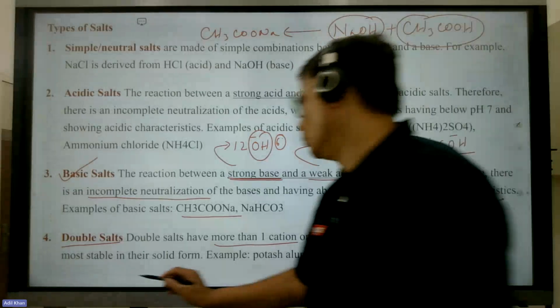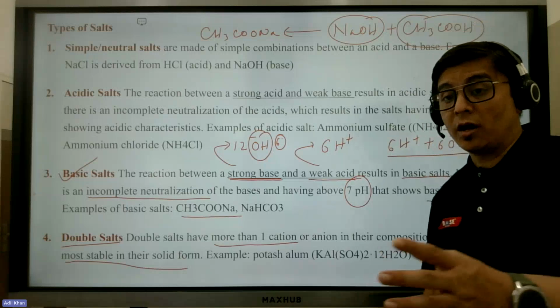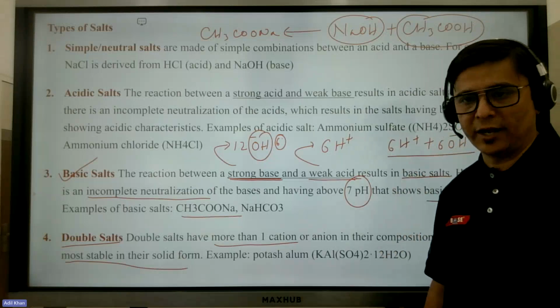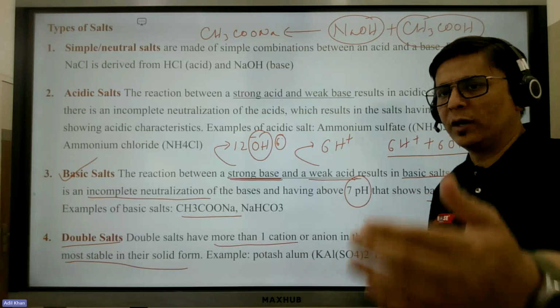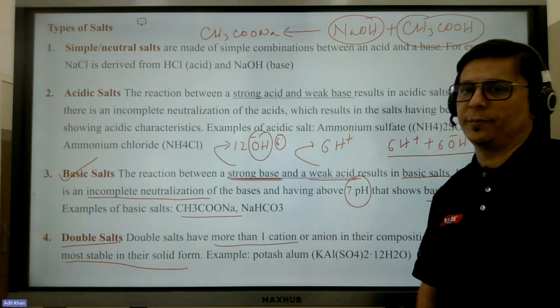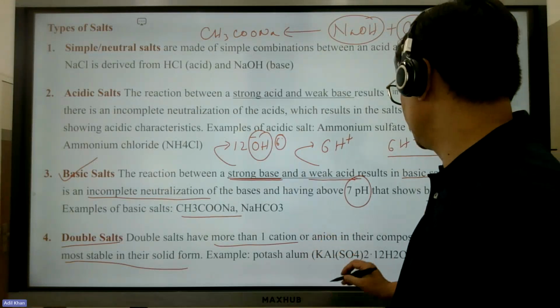Such salts are most stable in the solid form. They are unstable in the liquid or aqueous form, because the moment you add water, they dissociate or break into ions. So double salts, two definitions: either they have more than one type of anion or cation, or they are made up of two, or sometimes more than two, types of simple salts. Now, what is an example of this?